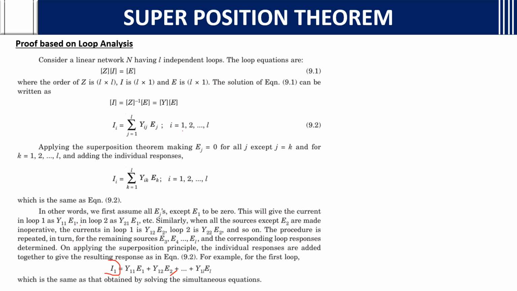Then we get the current, which is the same as that obtained by solving simultaneous equations. So, it's the superposition theorem. We take one voltage source active. If there are n sources, each time we take one voltage source active and make the other voltage sources 0, and individual responses will be added up based on this formula. That's it. This is what you need to write in the proof. This is based on loop analysis.